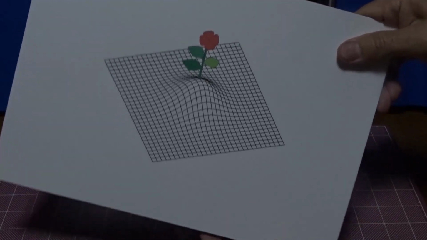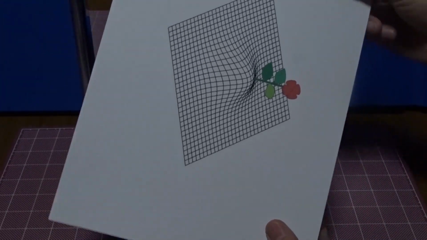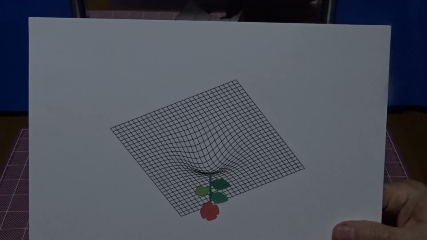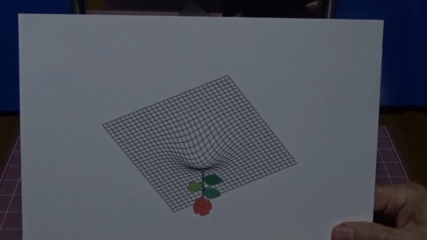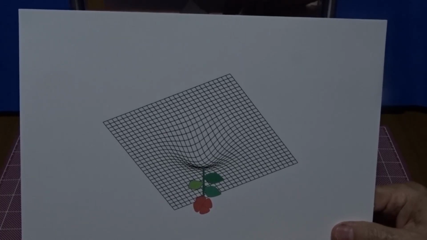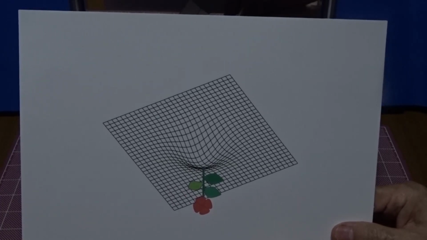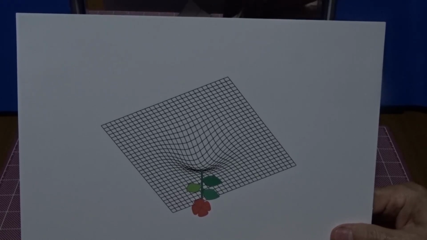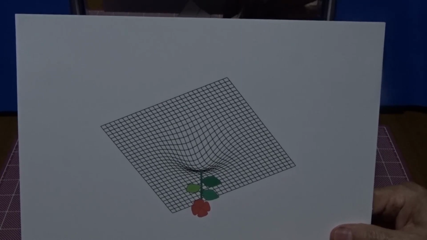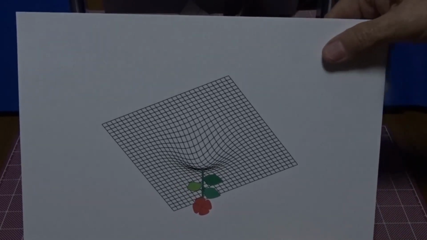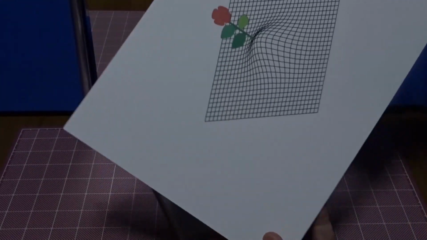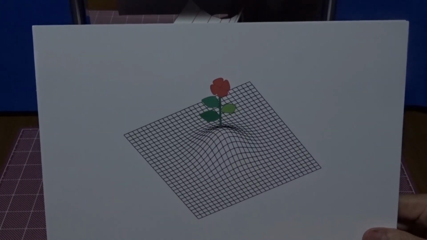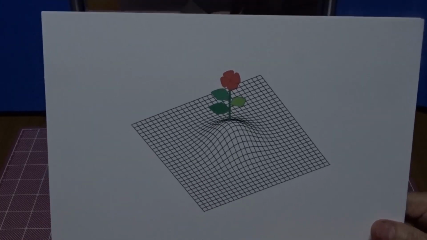So if we rotate the picture, it becomes nonsense. The surface has a convex hill, but the flower is falling down. And so the picture becomes nonsense. This is because the direction of gravity and the looking-down interpretation are inconsistent. This is the story in the picture.